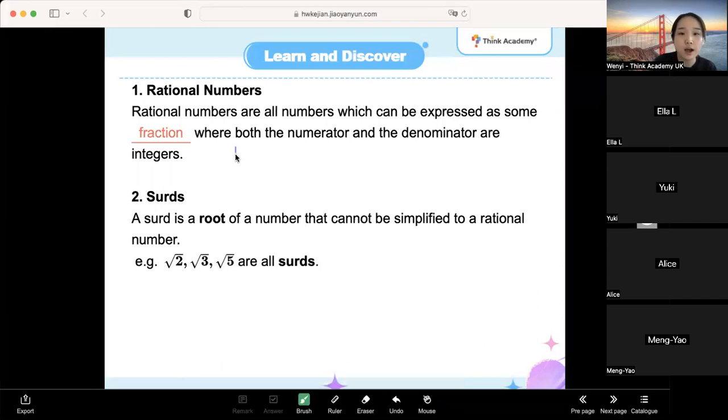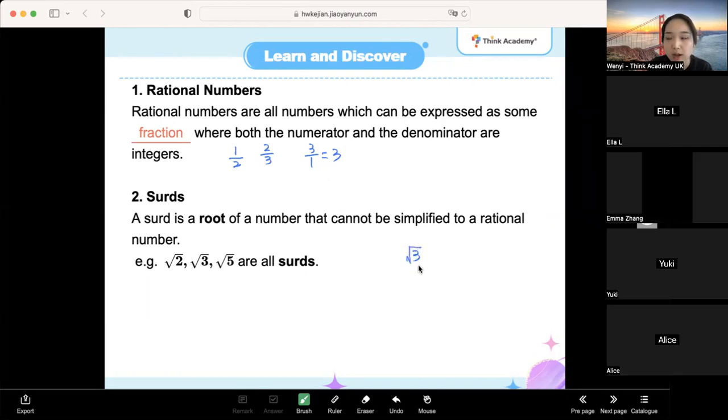For example, I have 1 over 2. This is a rational number, and also 2 over 3. This is also a rational number. And if I write 3 over 1, this is also a rational number. And usually we write it in a simpler form, which is just 3. Then a surd is just a rational number that we put a root on, and this surd cannot be simplified to a rational number.